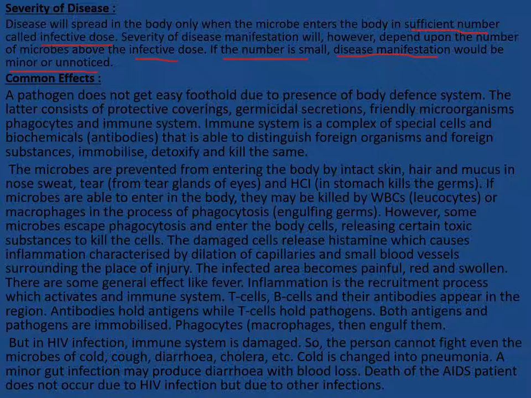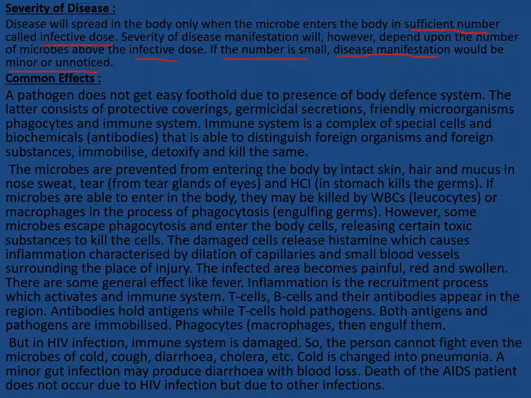Next is the common effect. A pathogen does not get an easy foothold due to the presence of the body defense system, that is, our immune system. Our immune system always defends against pathogens trying to enter our body. The defense consists of protective coverings, germicidal secretions, friendly microorganisms, phagocytes and the immune system. These are parts of our body defense system, like a missile defense system, right?